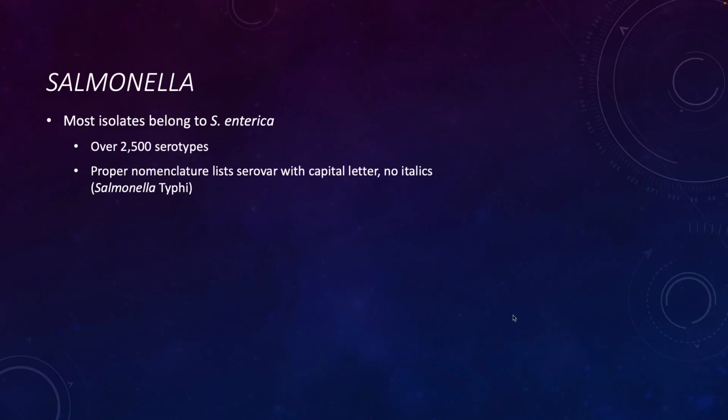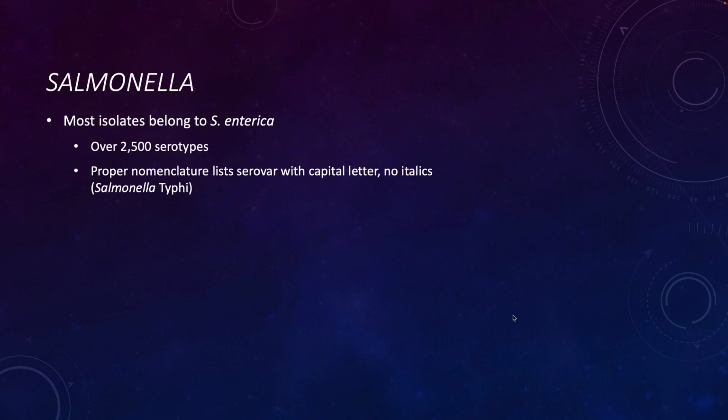The next genus of Enterobacteriaceae that we'll talk about is Salmonella. Salmonella has kind of a weird nomenclature. The species that causes human disease is Salmonella enterica. But there are over 2,500 different serotypes.